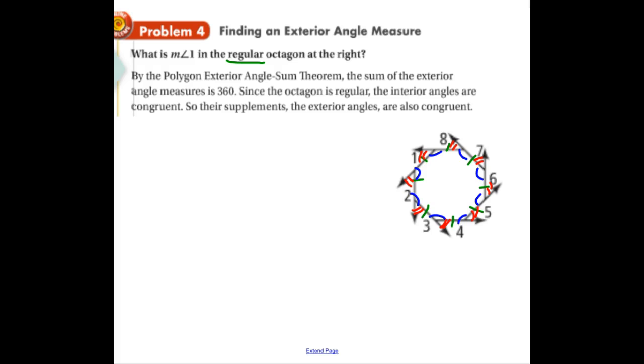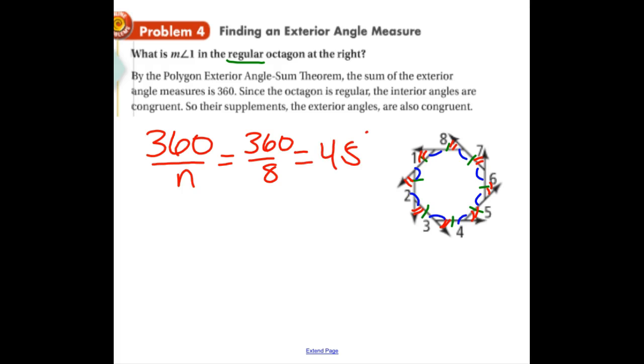So, it gives you a little hint here. By the polygon exterior angle sum theorem, the sum of the exterior angles is 360. But since this octagon is regular, the interior angles are congruent, so their supplements, the exterior angles, are also congruent. We know all of these exterior angles, 1 through 8, all add up to 360, but we also know they're the same. If they're the same and they add up to 360, we can just go 360 divided by the number of sides, which is n, and we know that the number of sides is in fact 8. We go 360 divided by 8, and we get 45 degrees. The measure of angle 1 equals 45 degrees.